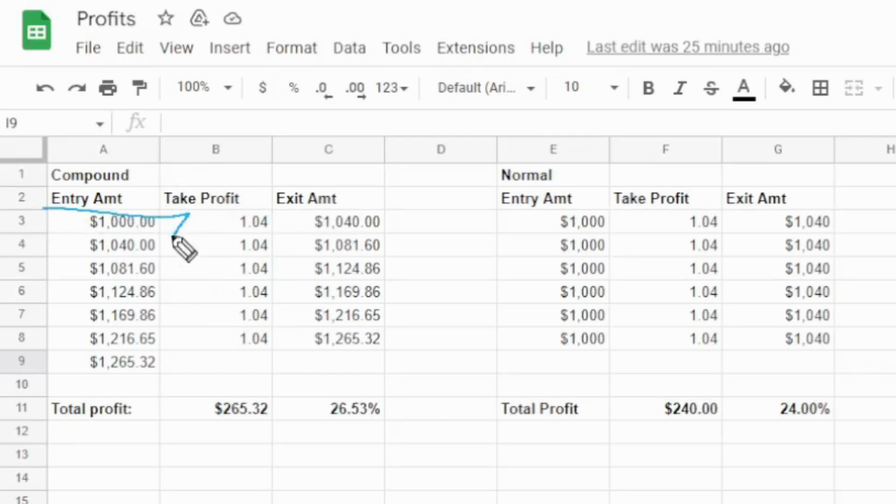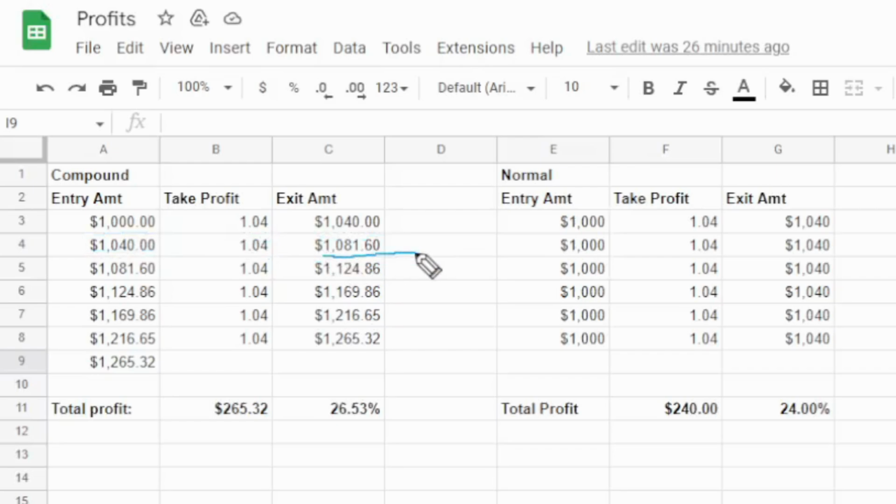If you put $1,000 in the market order for your very first entry, and you use your take profit here of 4%, your exit amount would be $1,040. So that's $40 profit right off the bat. Now you enter with $1,040, take 4% profit, and you can see it's slightly more now. You actually earned $1.60 extra.